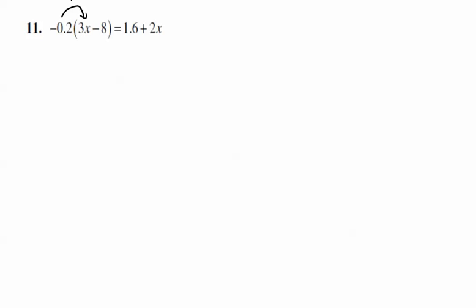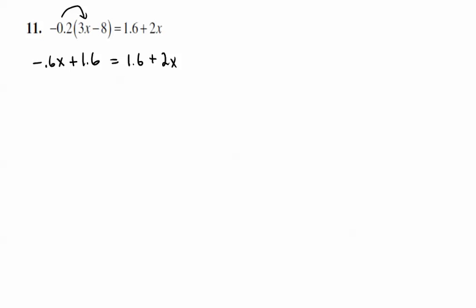Negative 0.2 times 3 is going to give us a negative. Negative times positive is negative 0.6x. Negative 0.2 times negative 8. 2 times 8 would be 16, so 0.2 times 8 would be 1.6, and it's positive. On the right side, 1.6 plus 2x.